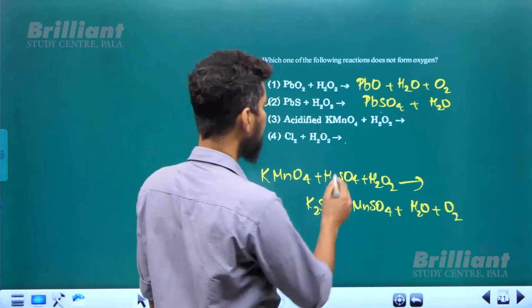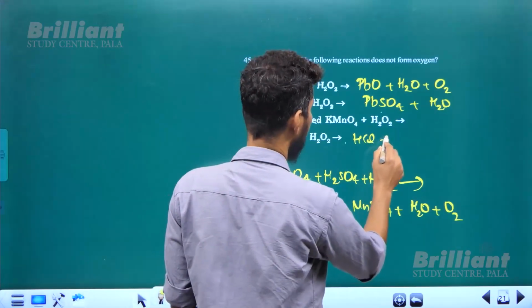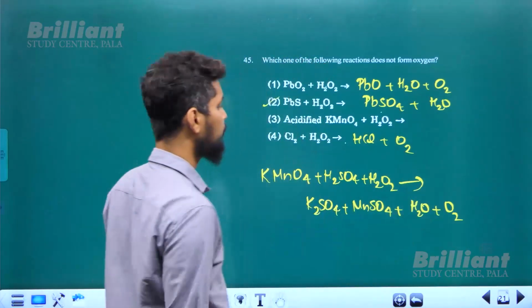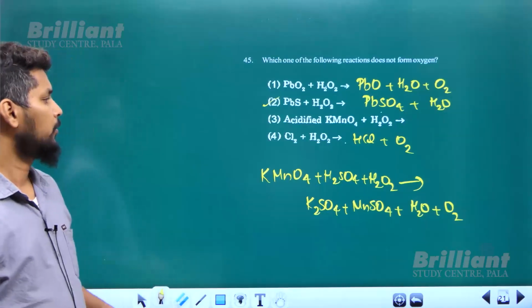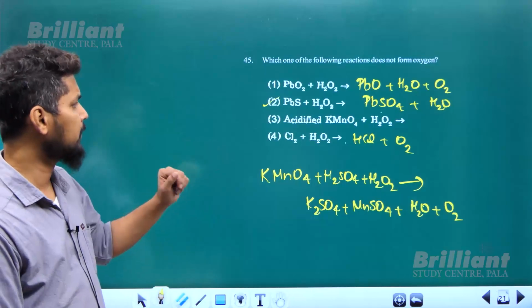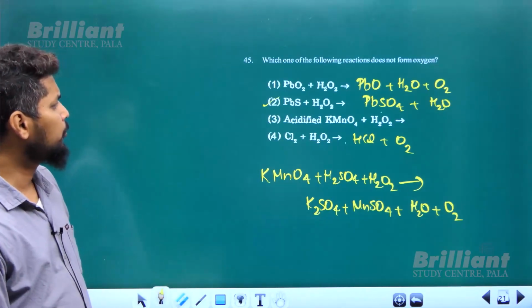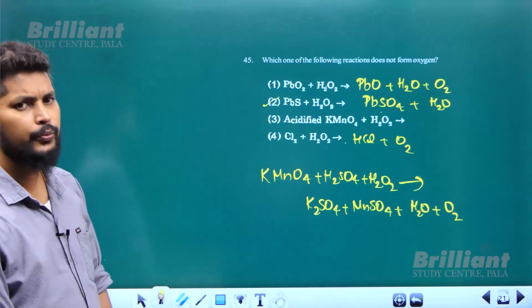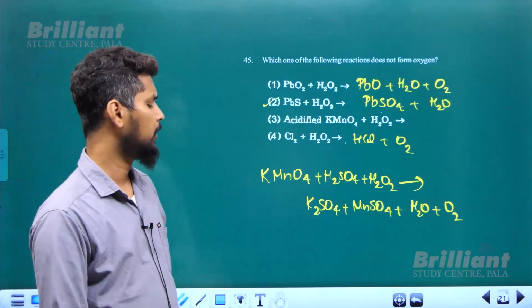And chlorine plus H2O2, it's simple, you get HCl plus O2. So I have to put 2 HCl and O2. I didn't balance the equation. So these are the reactions. Among these, option number 2, PbS plus H2O2, won't give you oxygen as one of the products. So the correct answer is option 2.